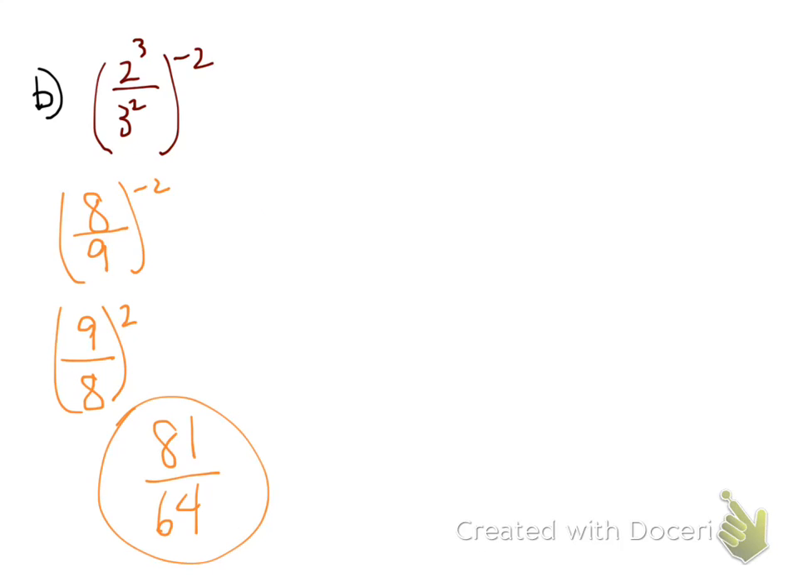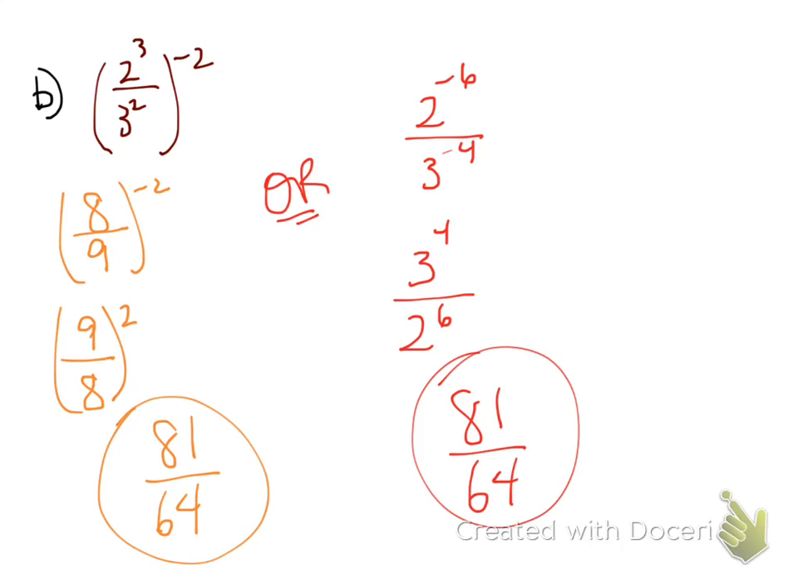Another way I could do this is raise everything in the parentheses to that negative power, so that becomes 2 to the -6, 3 to the -4. Then take care of my negative exponents, and 3 to the 4th and 2 to the 6th will still give me 81 over 64.